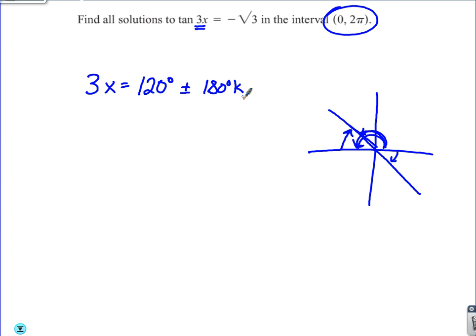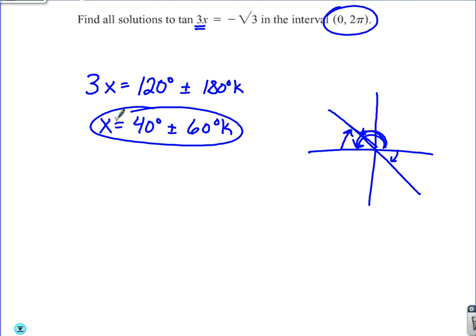Divide everything by 3 to solve for x. So x is equal to 40 degrees plus or minus 60k. That's all the answers. But that's not what we want. We're only wanting the ones from 0 to 2 pi, from 0 to 360. So therefore, that's not it. This is all the answers. So now let's make a list. Let's take this and make a list of it.